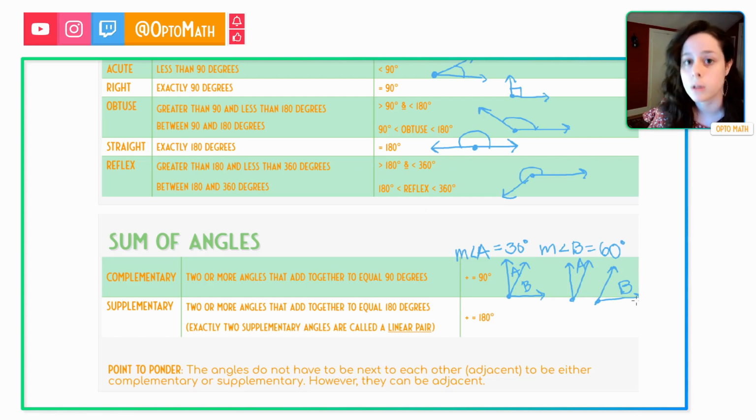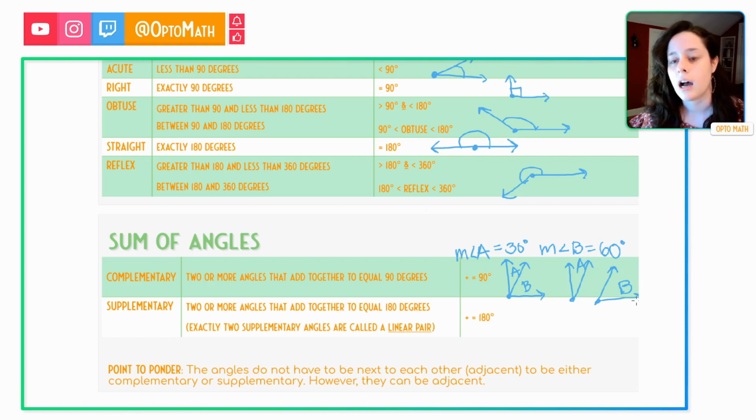Next, we have supplementary. Supplementary is when you sum to 180 degrees. So you're making a straight angle. Whether you're making a straight angle visually by having adjacent angles, or if they're separated and they just sum to 180 degrees, either way works, supplementary.